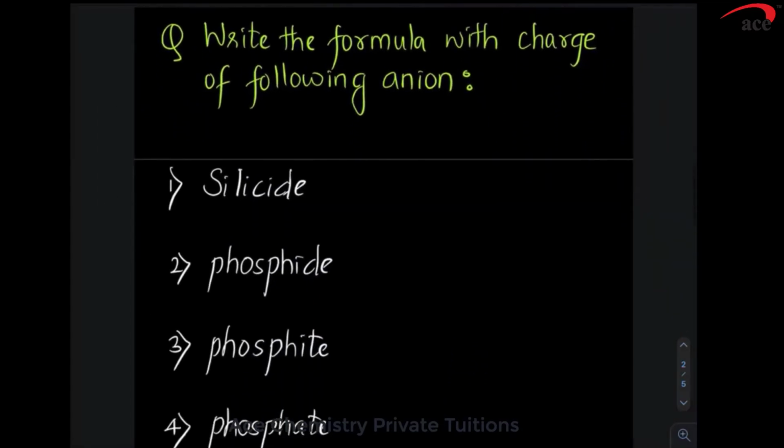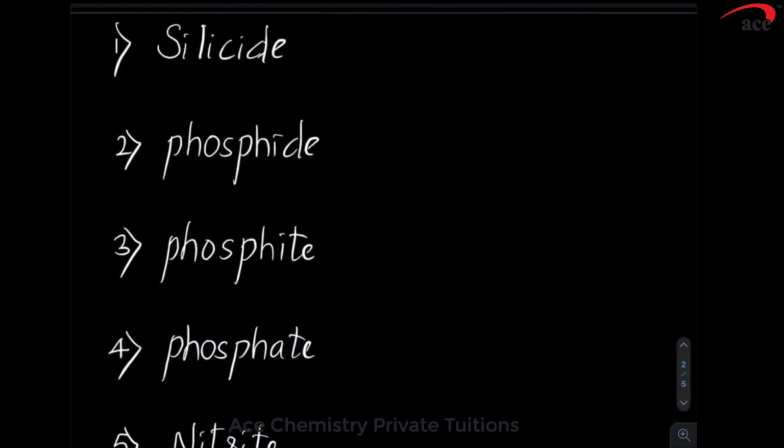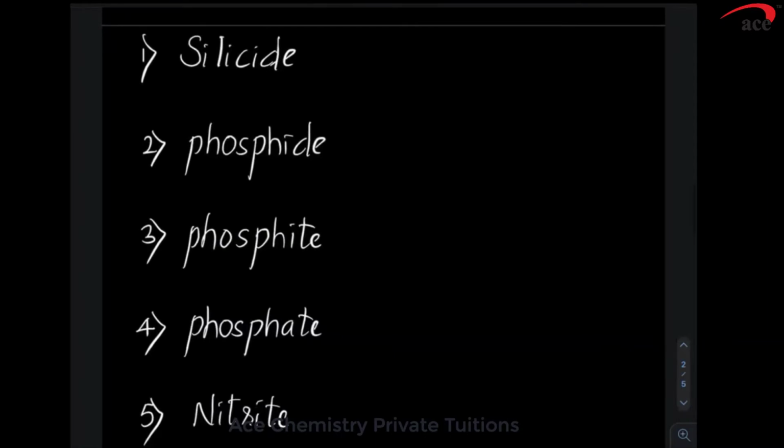Now one more exercise. That exercise is to write the formula with the charge of the following anion. So try doing it for these 5. Pause this video and go ahead and write down the formula with the correct charge. Hope you would have done it.